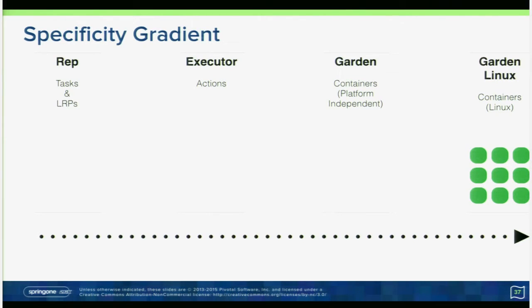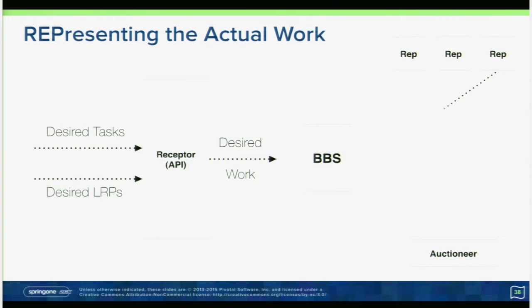So we've gotten to the point where we've sent in an API request, and it's gone through this whole auction process, and it's gone through this whole specificity gradient to where there's now this thing running in a container. What do we need to do next? Well, we told the BBS that we desired something to run. We also need to tell the BBS that there is, in fact, something running. And so the rep also has an additional job to say, hey, BBS, here are the things that are running in my cell right now. And so that goes in.